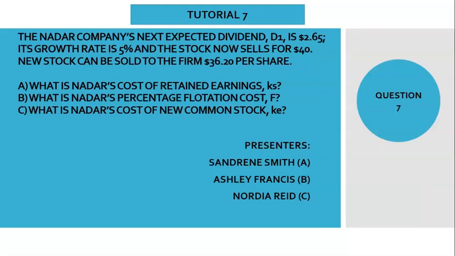We're doing tutorial 7, question 7. The presenters for this question are Sandrine Smith, Ashley Francis, and Nordia Reed. The question states, the Nadar Company's next expected dividend, D1, is $2.65. Its growth rate is 5%, and the stock now sells for $40. New stock can be sold to the firm for $36.20 per share. A, what is Nadar's cost of retained earnings? B, what is Nadar's percentage flotation cost? And C, what is Nadar's cost of new common stock?